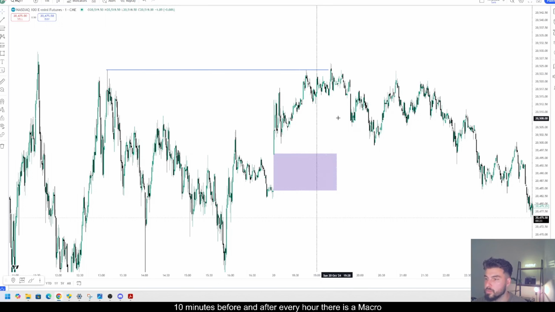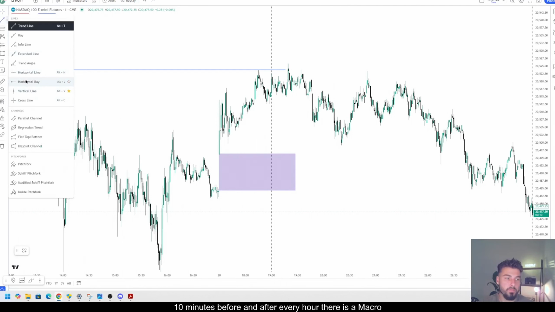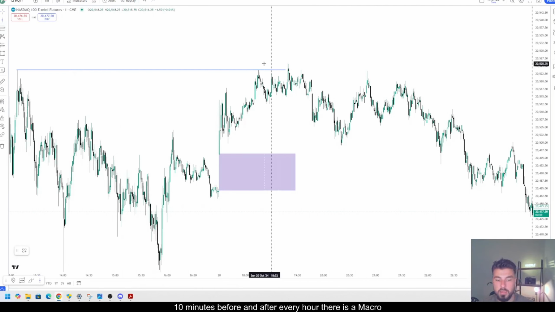At this point in time too, there's SMT between the NASDAQ and the ES chart. Do we have to sweep that high? No. Is it ideal? Yes. But what is going to give you confidence that potentially there could be a turnaround point here? There's 2 macros. The first one is 650 to 710. And the second is 750 to 810.